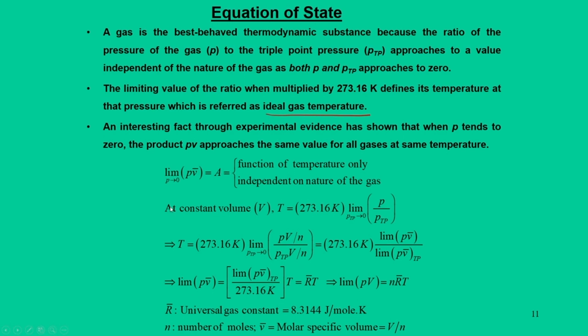Now, to have these understandings, at constant volume this T can be written as 273.16 times P by Ptp, in the limit as Ptp goes to 0. After simplifying this, we get an important relation: the limit of P times V bar is R bar T, or in other words, the limiting value of P times V bar goes to R bar times T, or the limit of PV goes to n times R bar T. This relation is very vital for all the subsequent analysis for the consideration of the equation of state.